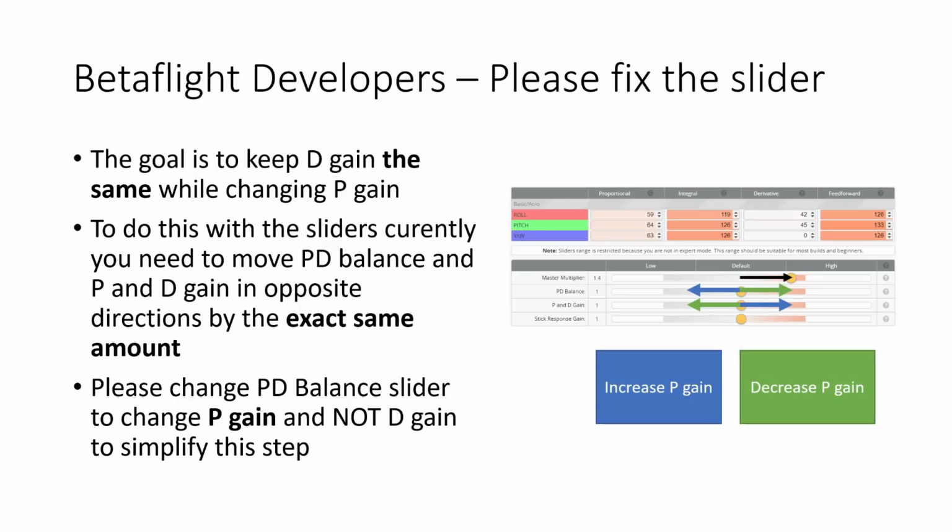If the PD balance slider was adjusted so that it altered the P gain rather than the D gain, you would only have one slider to move and it would be much simpler. So Betaflight devs, if you're listening, please, please, please change the PD balance slider to adjust P gain only and not D gain. Thanks very much.